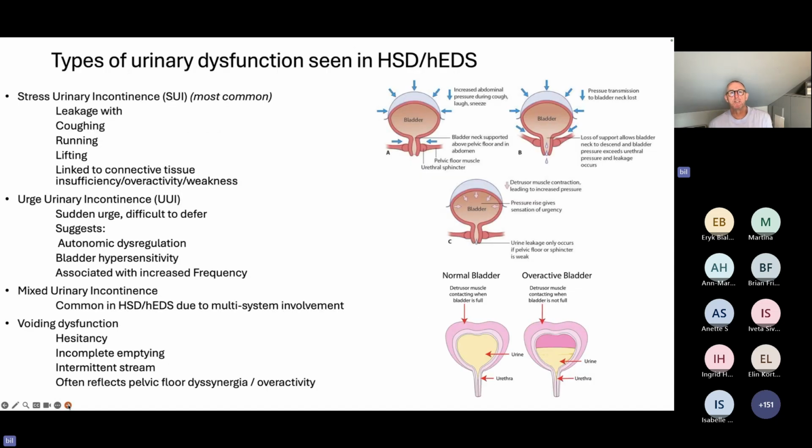So the type of urinary dysfunction that's seen is stress urinary incontinence, the most common: leakage with coughing, running, lifting, linked to connective tissue insufficiency, overactivity and weakness; urge; and then mixed incontinence. On top of that, they often have voiding dysfunctions where they have hesitancy, incomplete emptying, and intermittent stream. Now, if you're a pelvic health physio, you're used to seeing all this as your bread and butter.